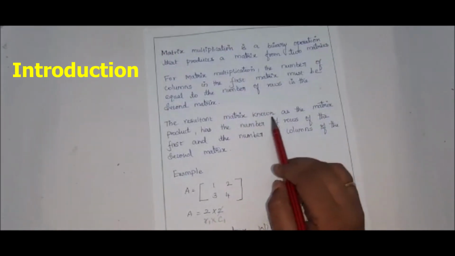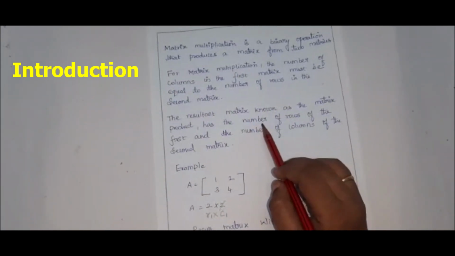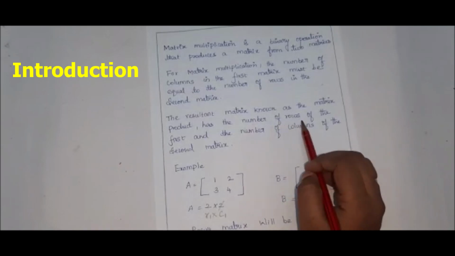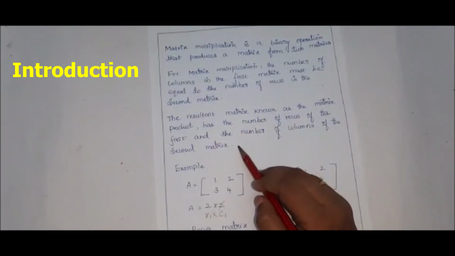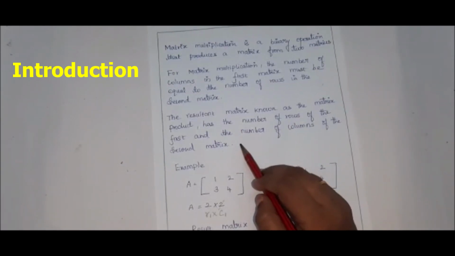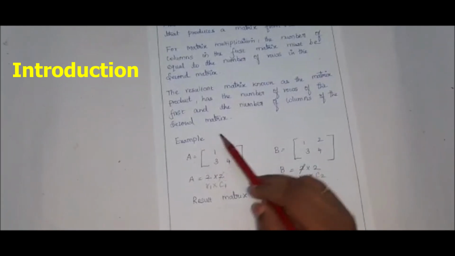The resultant matrix is known as the matrix product, which has the size of the number of rows of the first matrix and the number of columns of the second matrix. This is called the order of the resultant matrix. I will explain with one simple example.